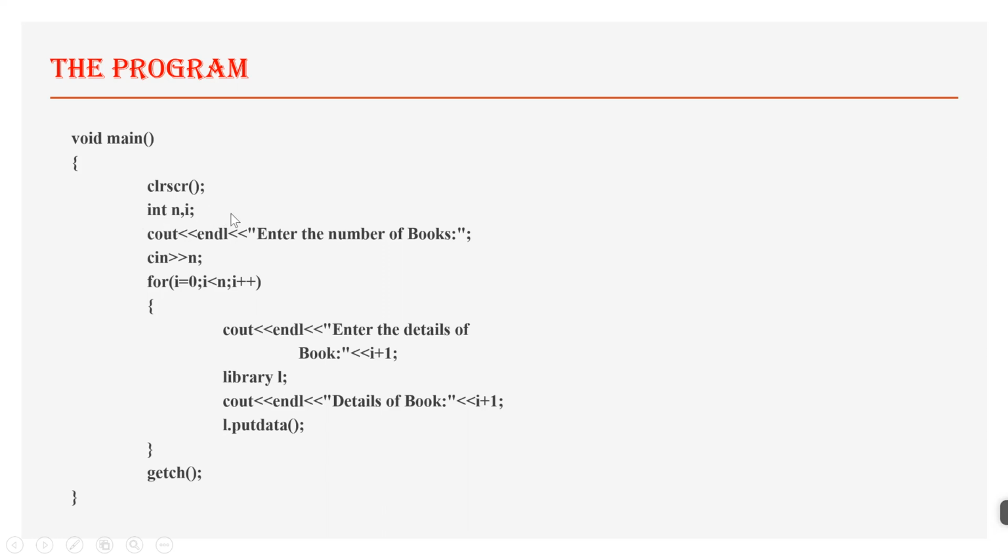So I can simply say library L. The moment I do that, it will read the value, then L dot put data will display the value, no problem. But I need to know the destructor concept also, for which I will be using a loop here. I'll be reading the number of books, enter the number of books n, and using a for loop, for i equal to 0, i less than n, i plus plus.